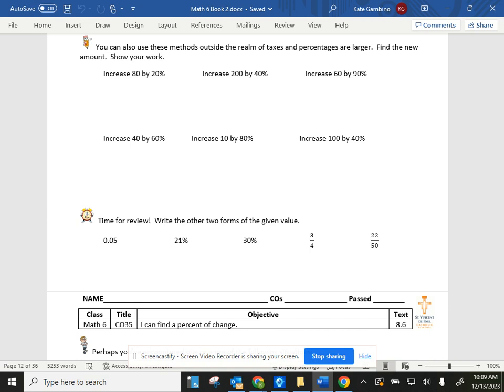Then on the bottom, it's that review, same type of review we had on our last objective. Show the two other forms, percentage, fraction, decimal. Remembering that when you're going to the fraction, 100 is our magic denominator number. Remembering that we simplify fractions down. Any questions on today's objective?